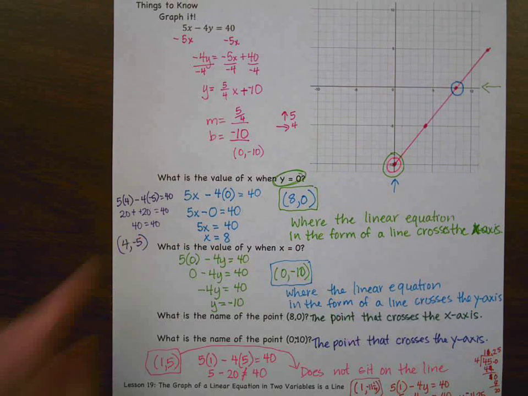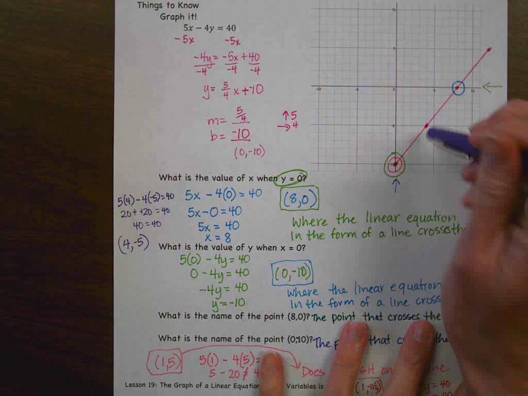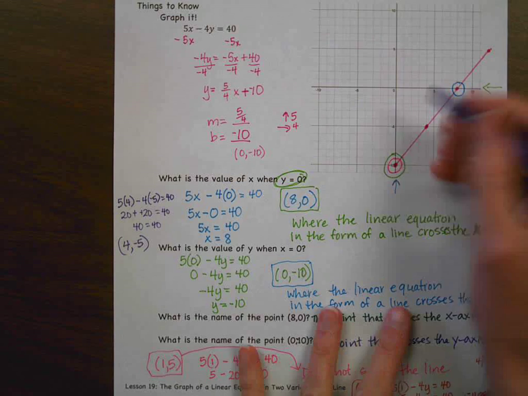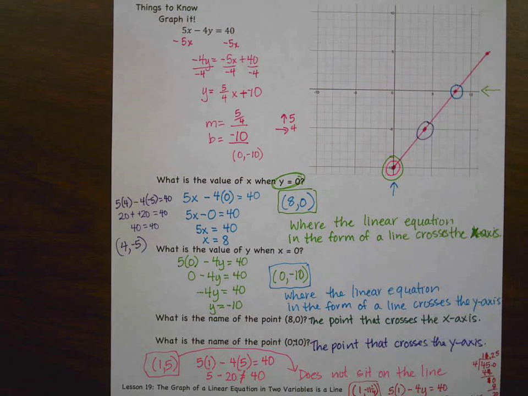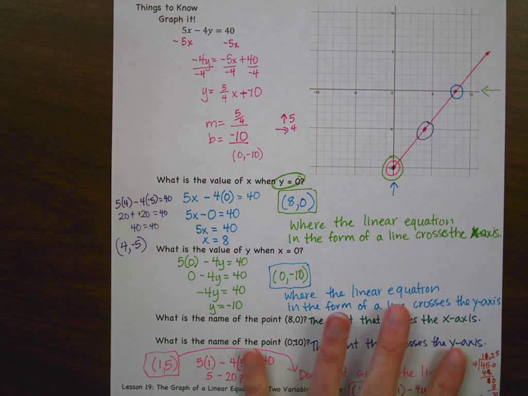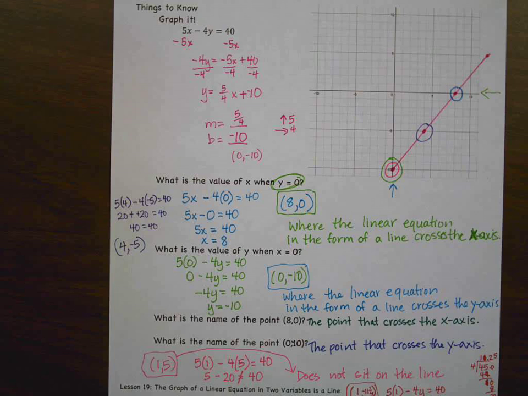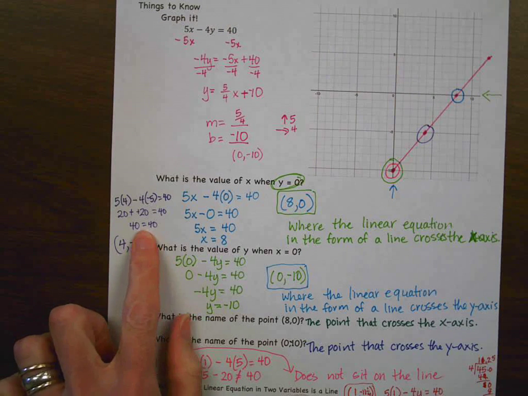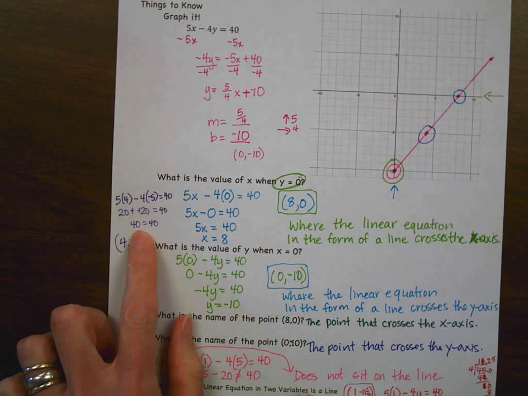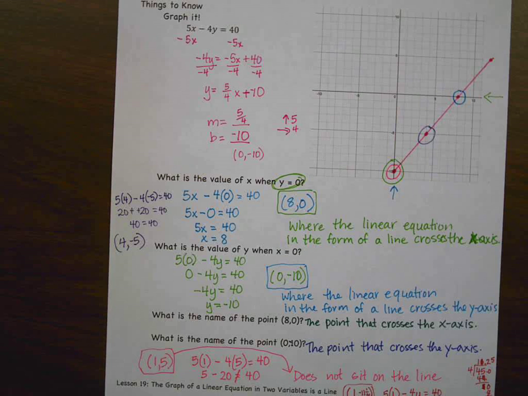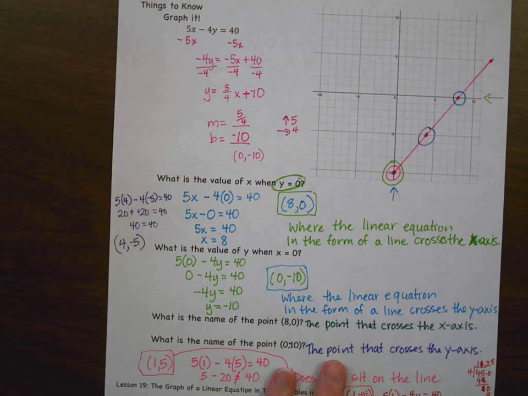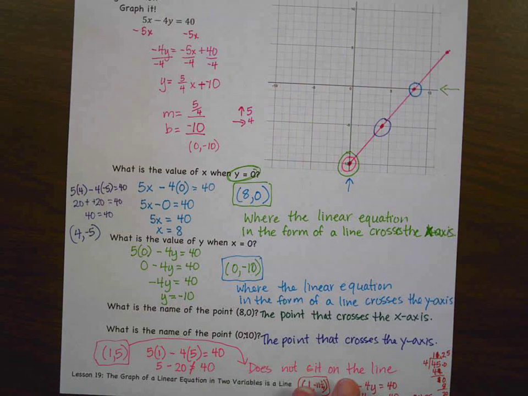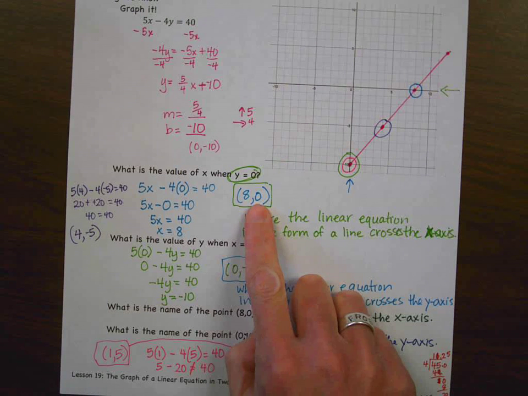Your equation should balance, so it should say 40 equals 40. And as long as it says 40 equals 40, then you know that that point exists on the line, and that's how you were able to find it. Okay? How do you know if a point is part of the linear equation? Once you plug it in to solve for it, the equation is balanced, it is equal, it is the same. Okay?